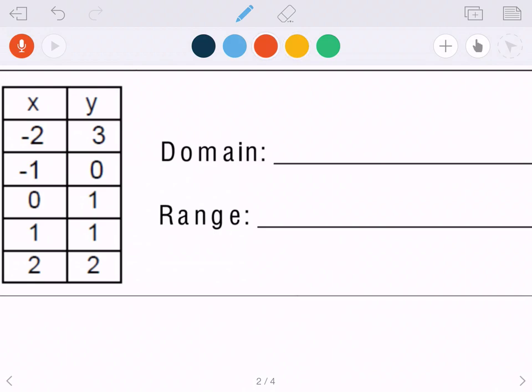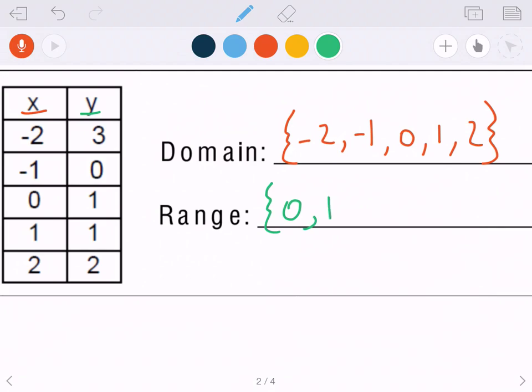Moving on to the second representation, I could give you a table. So my domain, again, my x values, least to greatest, I'm going to have -2, -1, 0, 1, and 2. So we can already tell that this is going to be a function because there are no repeated x values. My range, again, least to greatest, so I'm going to have 0. I have two 1s, so I'm just going to write that once, 2, and 3. So that's my domain and range for that function.